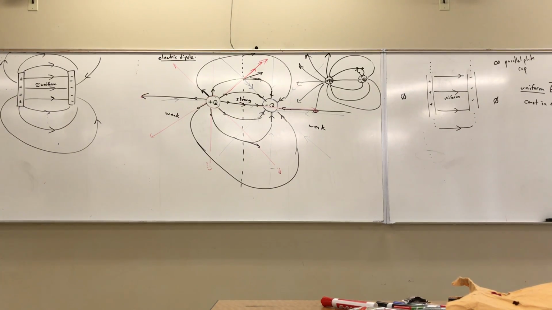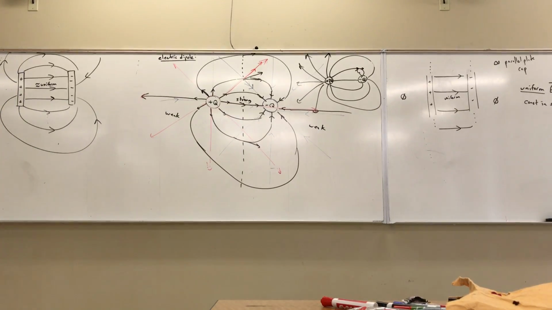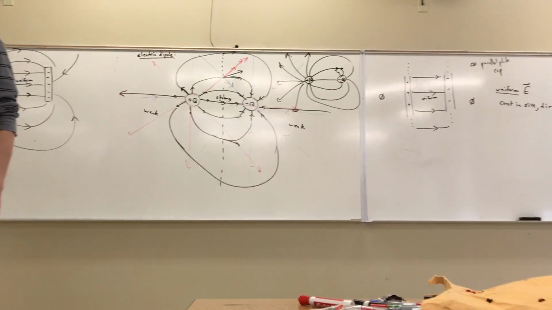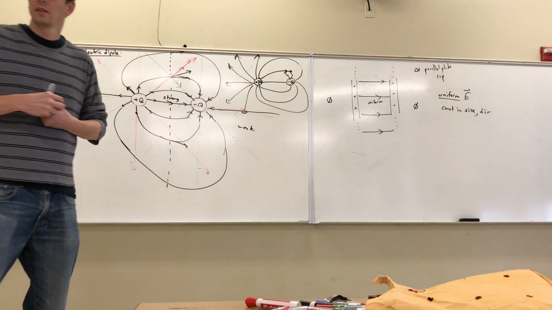Now, yes, you need some really contrived charge configuration to make it, but that's for good reason, because if you just had a simple point charge, the electric field is most definitely not uniform, right? We said that it's an inverse square law. So it shouldn't be any surprise that we did some bizarre configuration of charge to make an electric field that never dies. It's always the same strength everywhere.